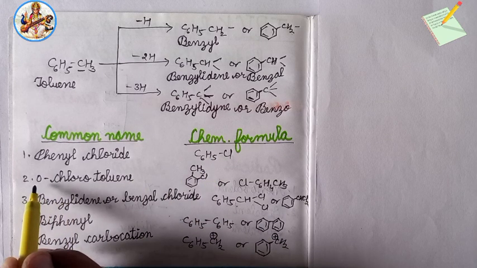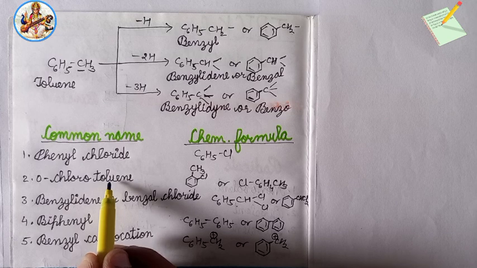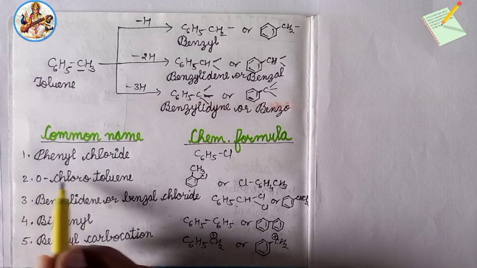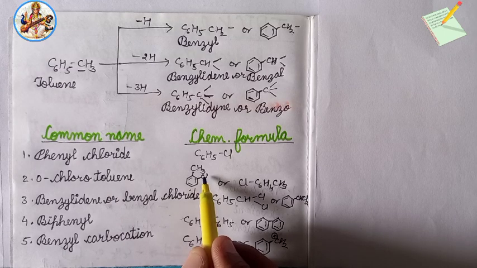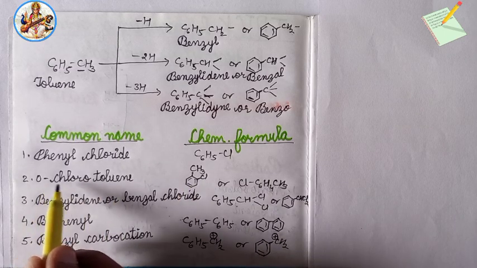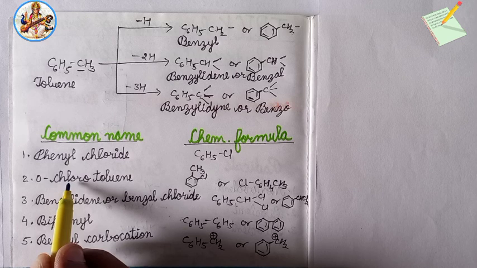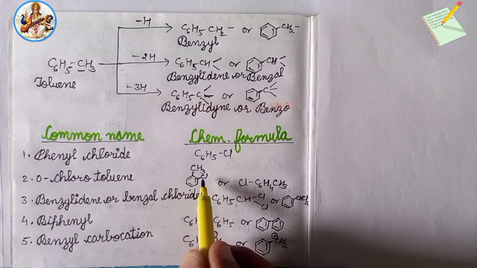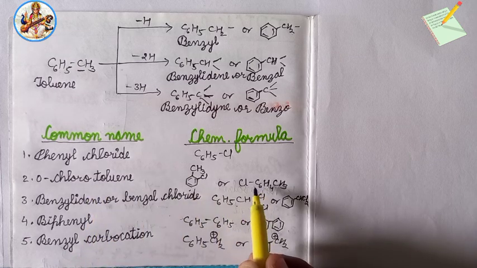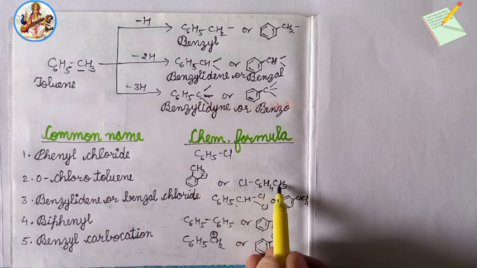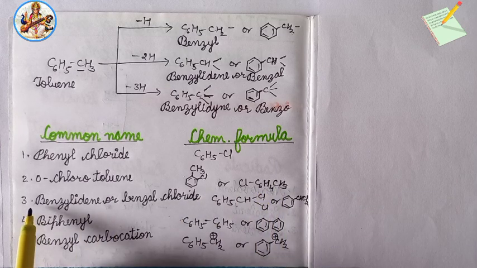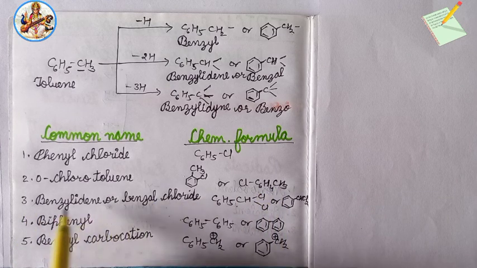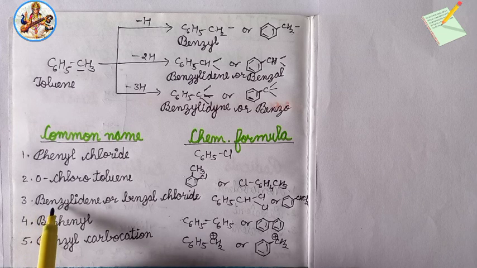Now, next example, orthochlorotoluene. Here, at the ortho position, one chlorine atom is attached. So, the chemical formula of orthochlorotoluene is Cl(C6H4CH3).